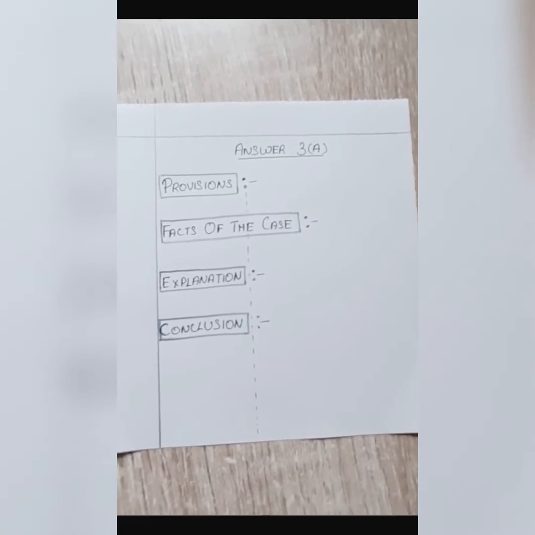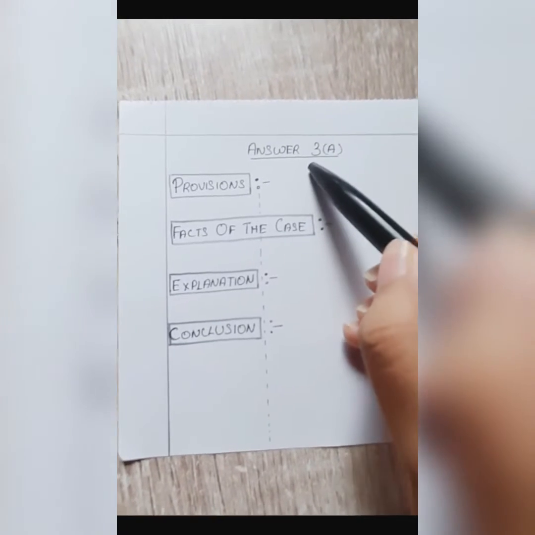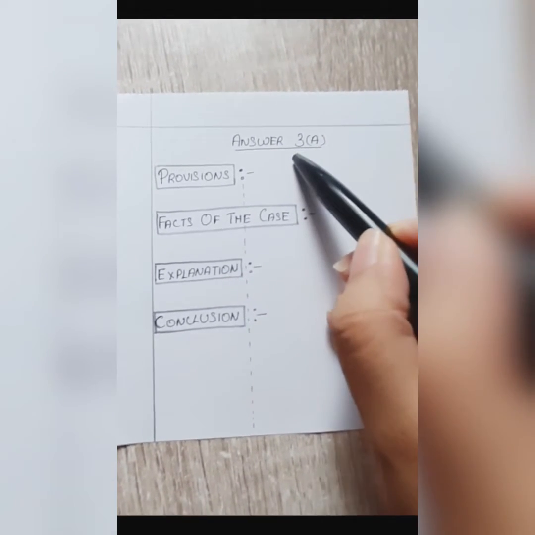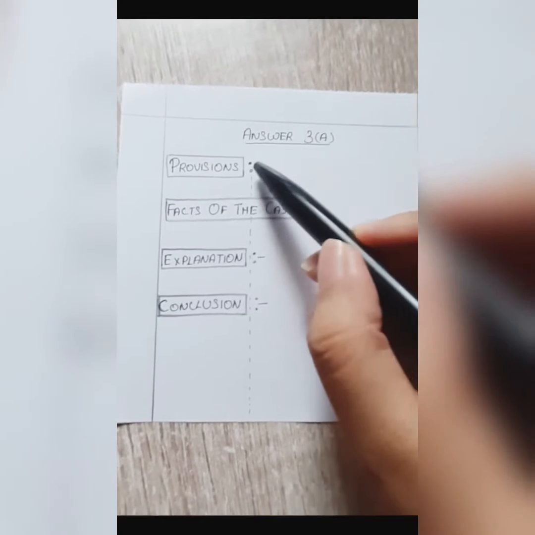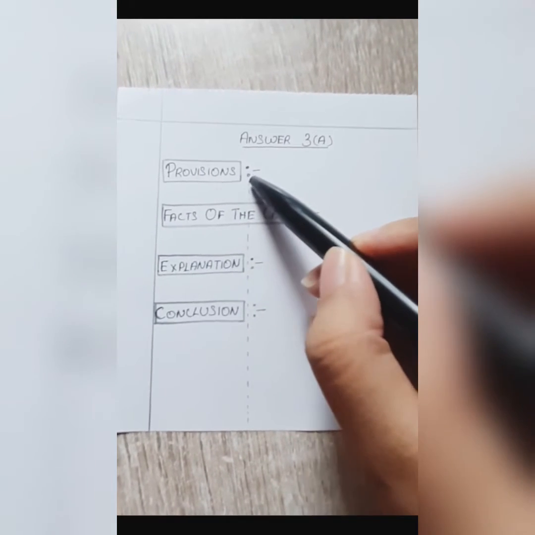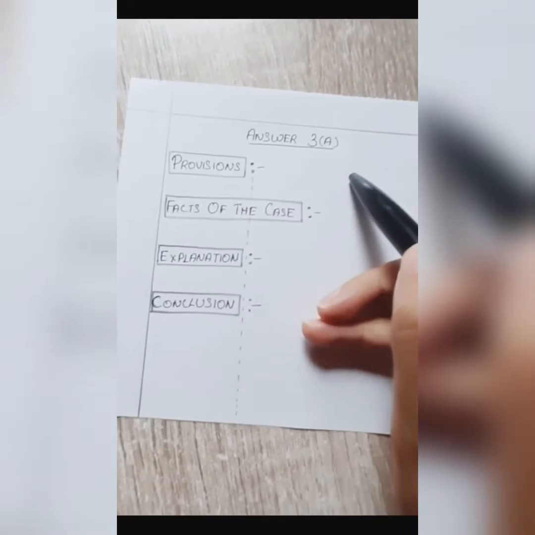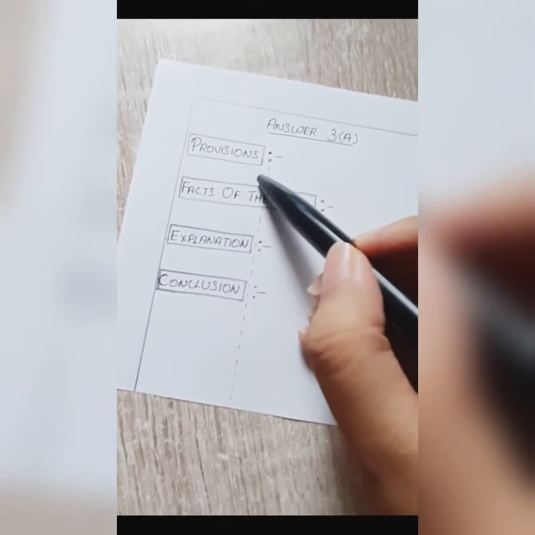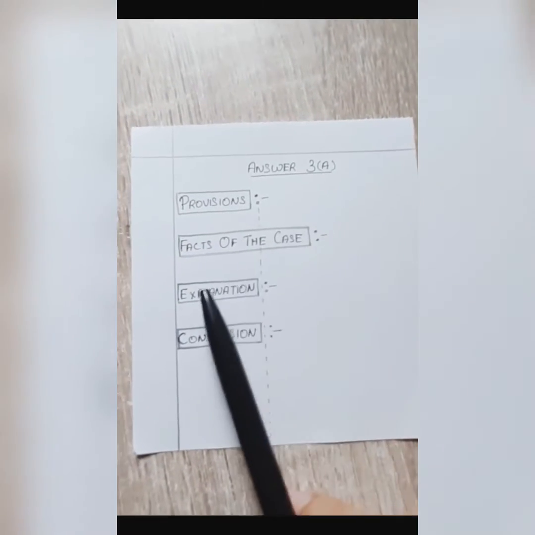When you start answering the case studies, you're supposed to write the question number in the center of the page and underline it. Then first you're supposed to write the provisions and make a colon and then start writing the provisions. You're not supposed to cross this dotted line. This is the imaginary margin that you're creating.